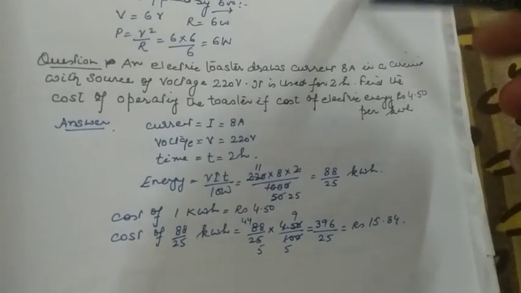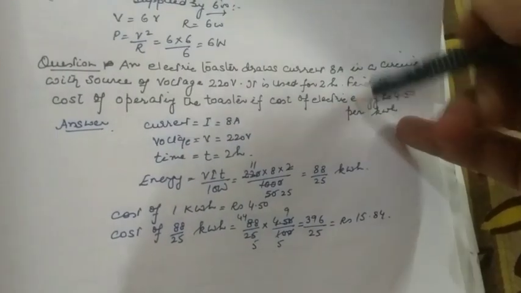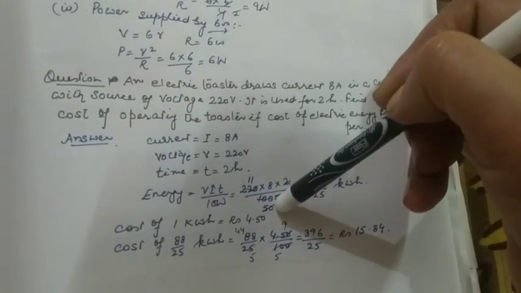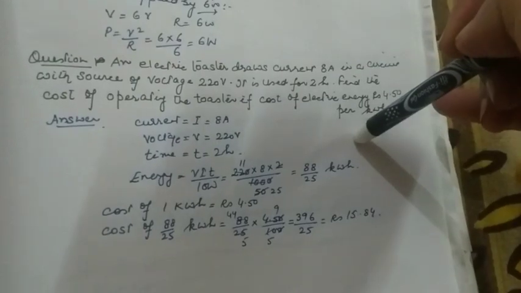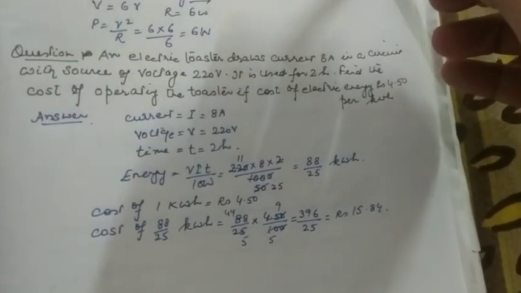So we find the total consumption is 88.25 kilowatt hour. The cost of 1 kilowatt hour is given as rupees 4.50. So from the cost of this much energy, you can easily find the bill regarding that toaster. That answer is rupees 15.84.